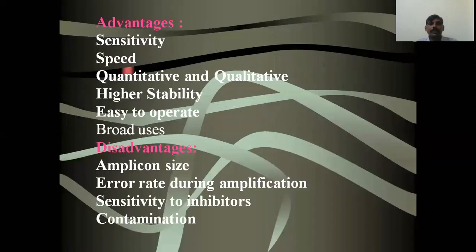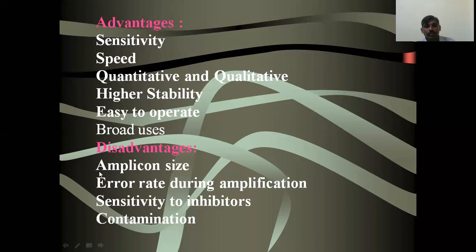So what are the advantages of PCR? The PCR technique has sensitivity and speed, and can be used quantitatively and qualitatively, with higher stability, easy operation, and broad uses. So in this way, there are many advantages in biochemical research, and a few disadvantages also.